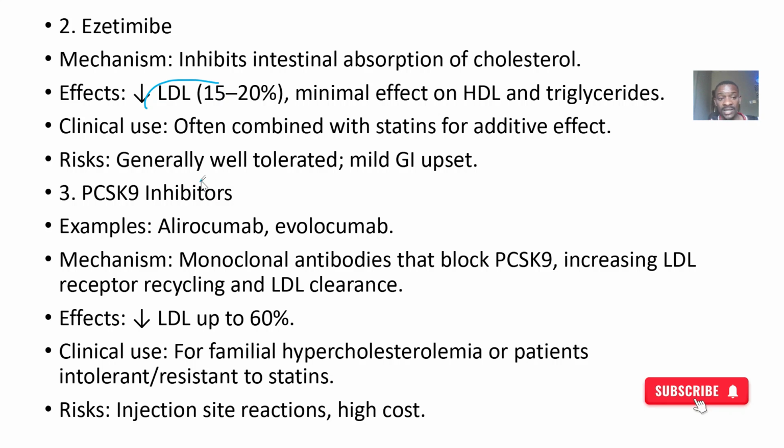Then we have the PCSK9 inhibitors like Alirocumab or Evolocumab. You know, they are monoclonal antibodies. They block the PCSK9, which will now increase the receptor recycling, and it will clear the low density lipoproteins more. So it will decrease low density lipoproteins by up to 60%. So it's mostly used for familial cases where there's inheritance in a particular family.